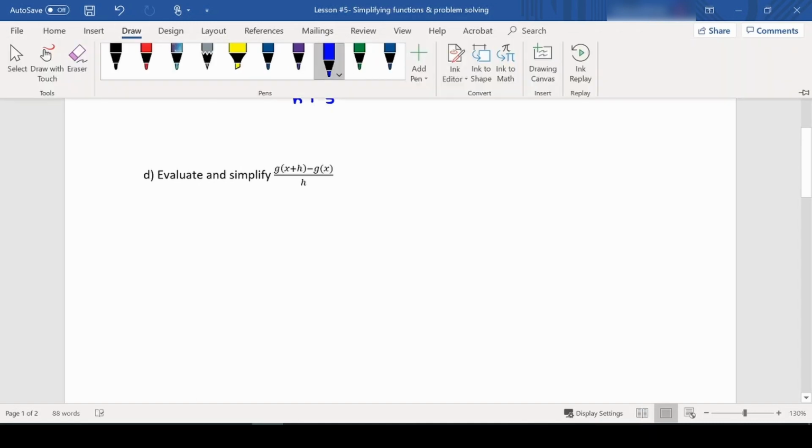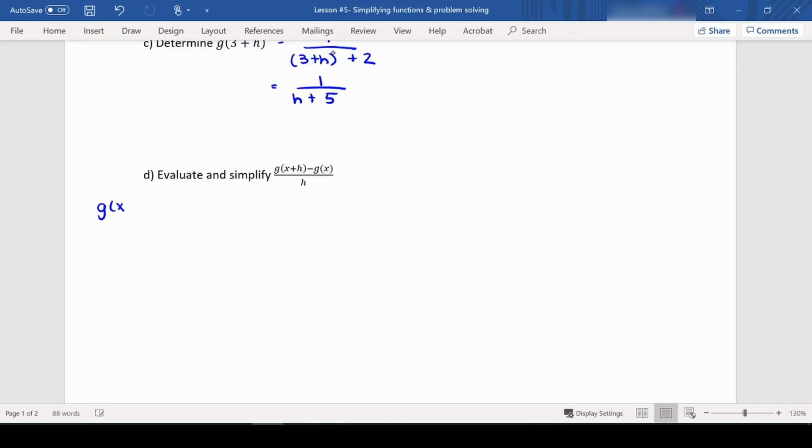So first, we know that g of x is 1 over x plus 2, and g of x plus h would be 1 over x plus h plus 2. Where people run into problems with this is the x plus h throws them off. A lot of people tell me that this is 1 over h plus 2. It's not. G of h would be 1 over h plus 2.